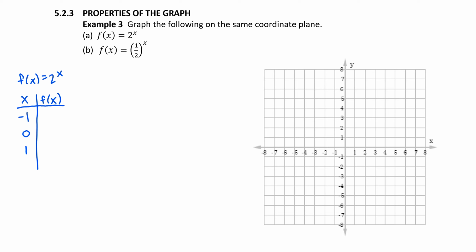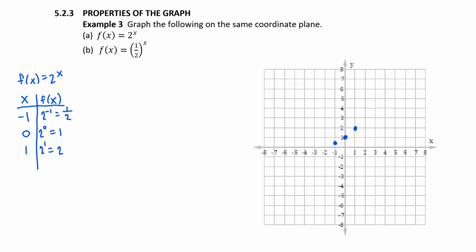Now plugging -1 in for x into our function 2 to the x, we have 2 to the -1 power, or 1/2. 2 to the 0th power is equal to 1, and 2 to the 1st power is equal to, not 1, but 2. Let's go ahead and plot these ordered pairs in our coordinate plane. When x is -1, y is 1/2. When x is 0, y is 1. And when x is 1, y is 2.